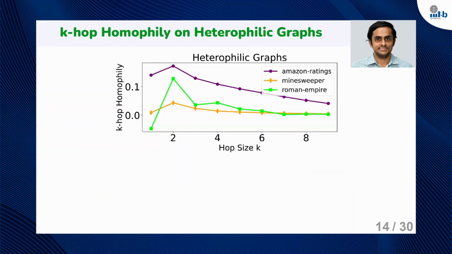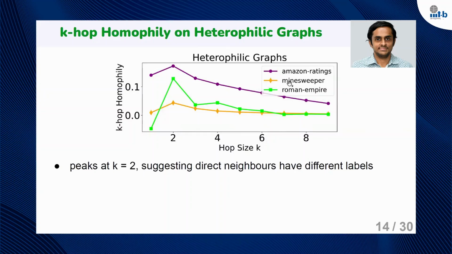Now let's look at the trends on the three data sets that we discussed. These are heterophilic graphs: Amazon ratings, Minesweeper, and Roman Empire. If we plot the hop size on the horizontal axis and the k-hop homophily on the vertical axis, this is what we observe.